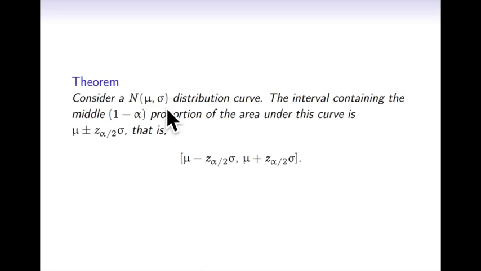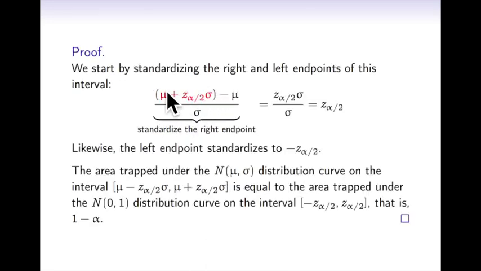All right, let's take a look at what that process would look like. If I take that right endpoint and I subtract the mean and divide by the standard deviation, in the numerator here, the subtraction of that mean will just leave us with z sub alpha over 2 times sigma. But when I divide by sigma, that cancellation will just leave me with z sub alpha over 2. If I do the same kind of calculation with the left endpoint, if I standardize the left endpoint, you'll see that it standardizes to minus z sub alpha over 2.